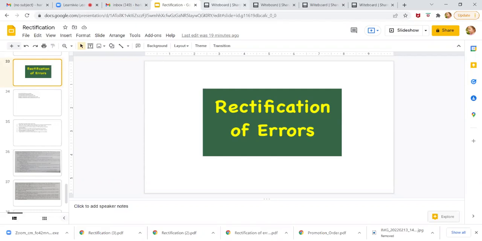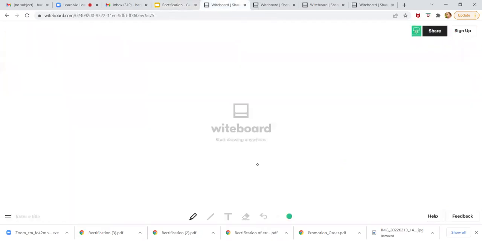Error before the preparation of trial balance, right? Yes. All right. Now, today we are going to discuss rectification of errors, but after the preparation of trial balance.